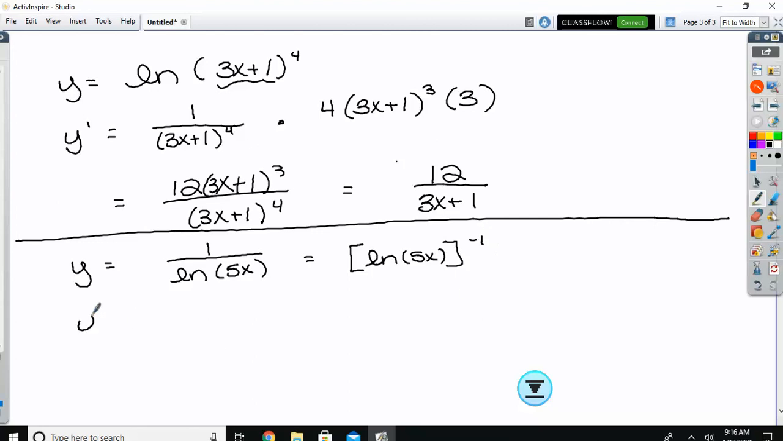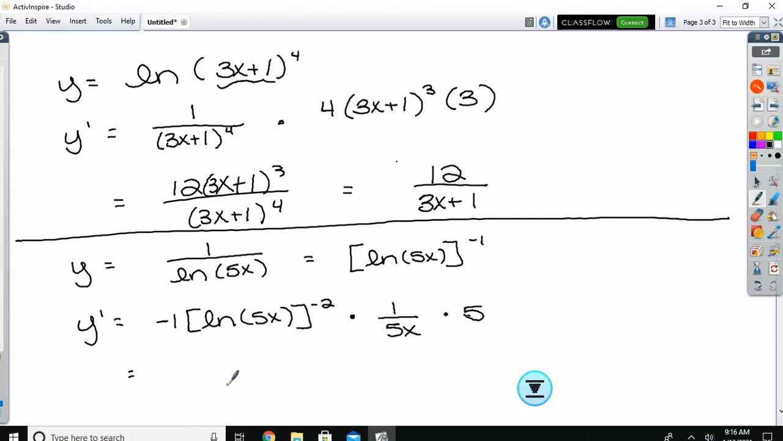Okay. So when you do the derivative, exponent comes down, inside stays the same. Subtract 1 from the power, so now it's a negative 2. Times derivative of the inside. The derivative of the natural log of 5x. Derivative of a log is 1 over the argument. And what else am I going to have to multiply by? The derivative of 5x, which is 5.